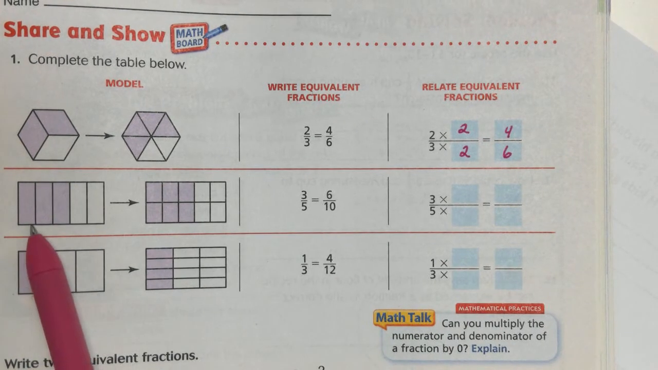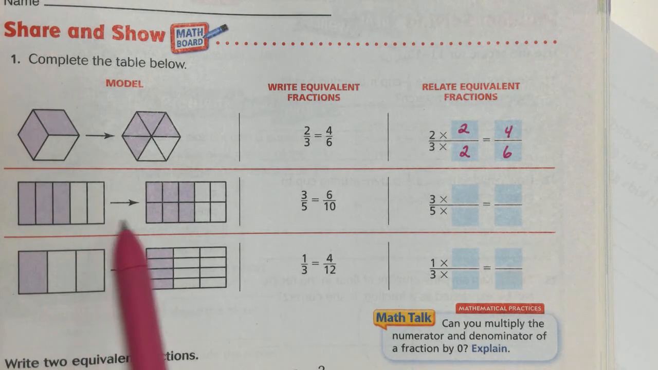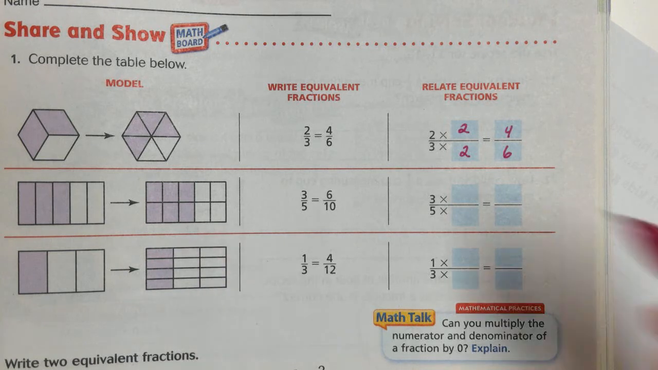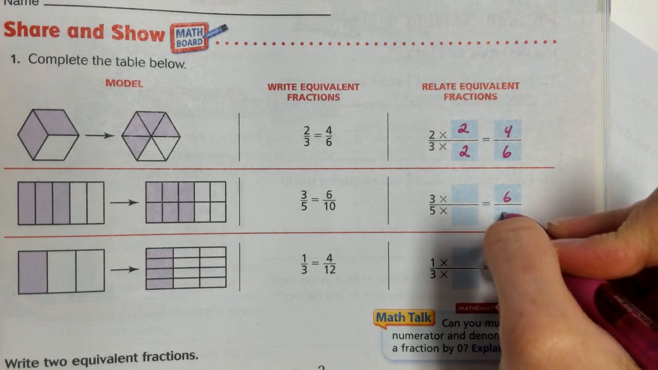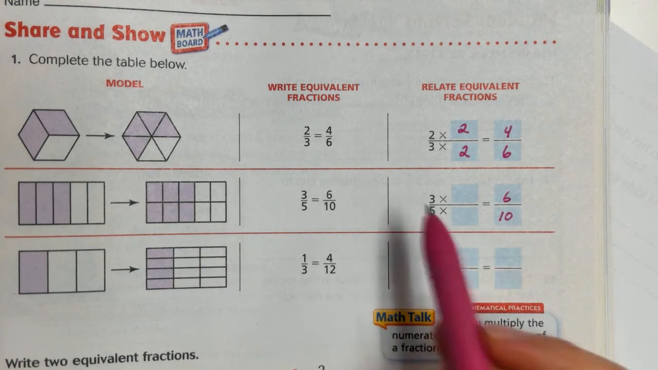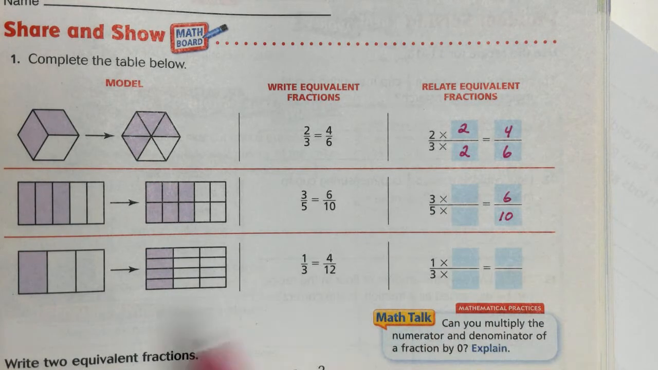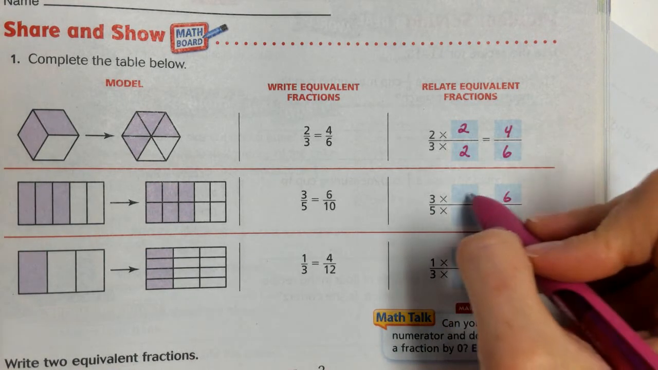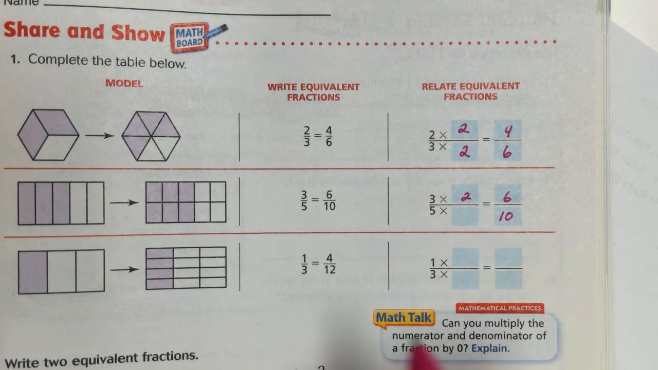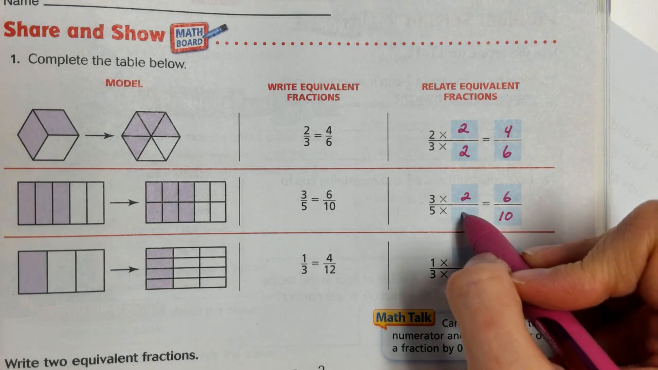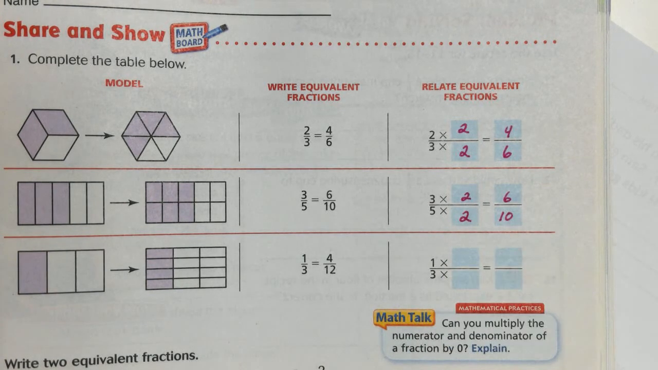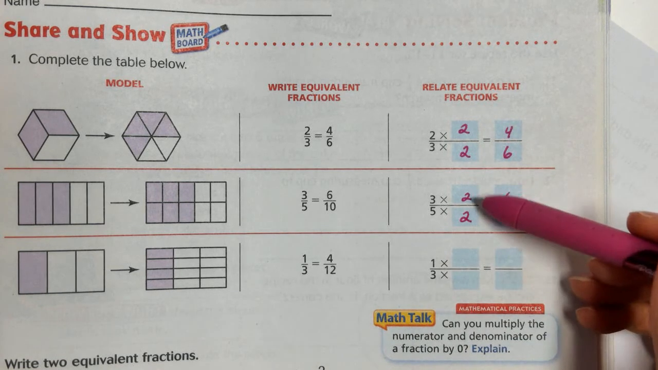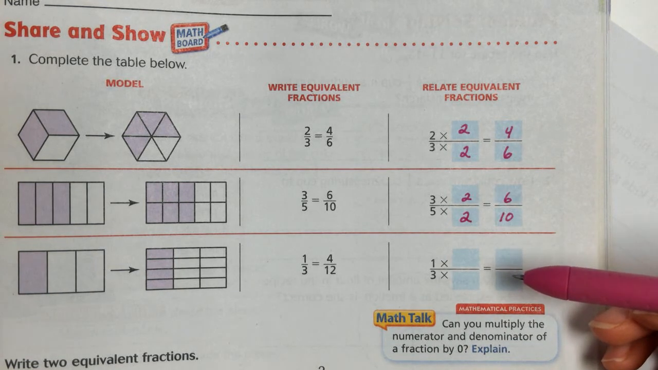Alright, I have 3/5 and I have 6/10. So let's see how I generated that. 3 times what is 6? 5 times what is 10? Alright, so I multiplied the numerator and the denominator by the same number.